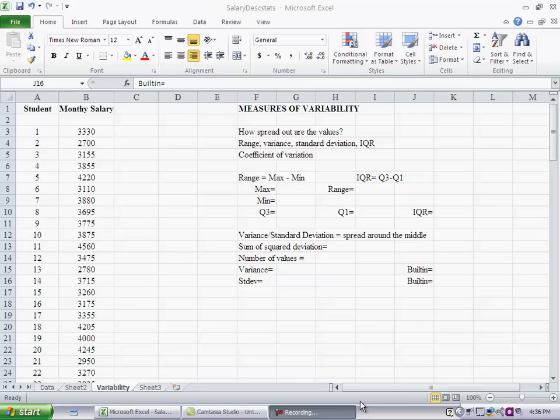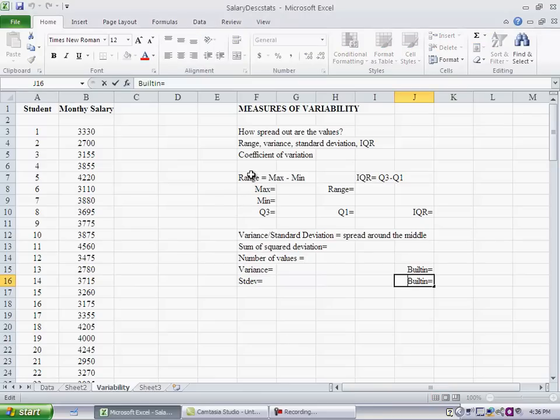So here we are trying to quantify measures of variability. How spread out are the values? Some measures are easier to compute than others, but they have their weaknesses. The two simplest metrics, the first one is the range of values. The range is defined as maximum minus minimum. Clearly, that gives you an idea of the spread.